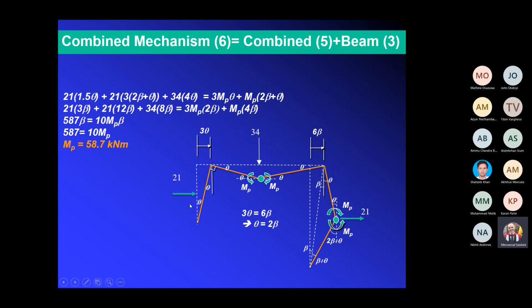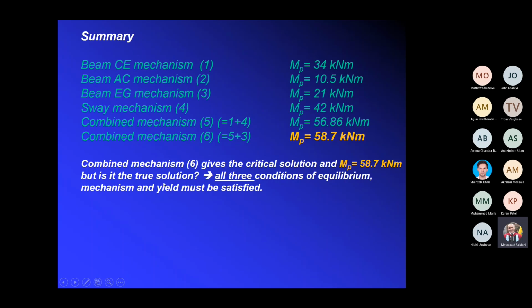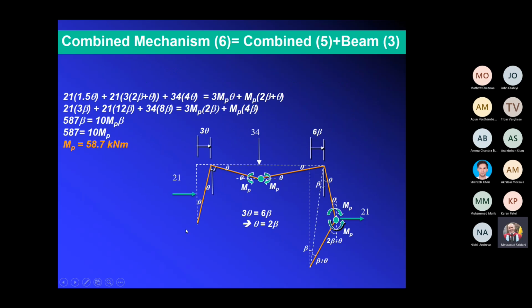The mechanism is satisfied because we've got two hinges, which is what we need for total collapse. So the only condition that must be checked is the yield condition, this one, because equilibrium and mechanism are already satisfied. So I need to check this one. Now, look at this mechanism here. Do you agree? What is the bending moment here at this point?